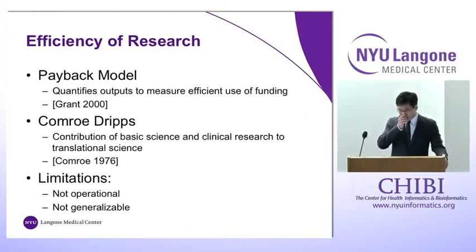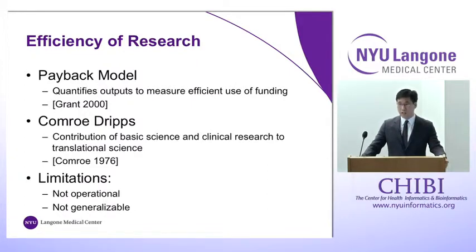The next two areas of literature I'm going to talk about focus on evaluating the efficiency of research, trying to determine if resources are allocated efficiently. The payback model literature focuses on quantifying the outputs of research. It looks at things like, for a certain grant, how many publications were produced from it, how many other grants were acquired from it, or how many graduate students were funded, those types of things. And with the Comroe-Dripps paper and other papers it motivated, it wanted to evaluate the relative contribution of basic science versus clinical research for translational science.